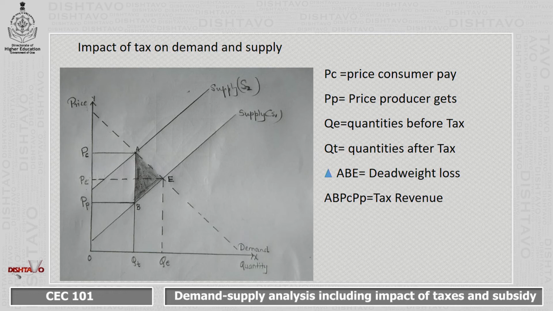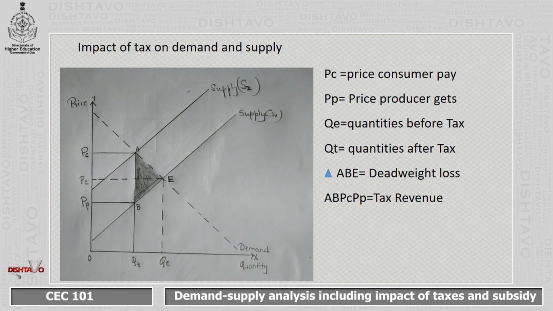PC is the price paid by the consumer. PP is the price received by the seller. So PC, A, B, PP, that entire section is the tax revenue collected by the government. So now you can see here, PC is the price which is higher than the equilibrium price, and PP is the price lower than the equilibrium price.